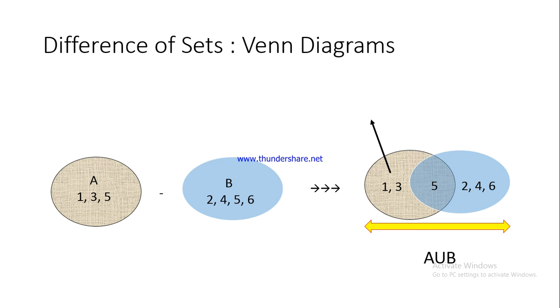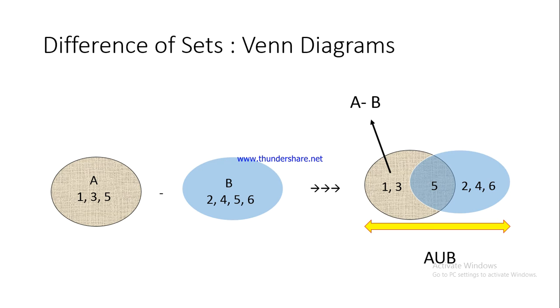But they were not there in B, and that is why the value of A minus B was basically 1, 3. So this portion is what A minus B is. So what you have done is, from the circle or the oval which is representing A, you have to eliminate those elements which are also found in B. In this particular example, the only such element was 5. So we'll eliminate 5 and we'll be left with 1 and 3, and that is what A minus B is all about.